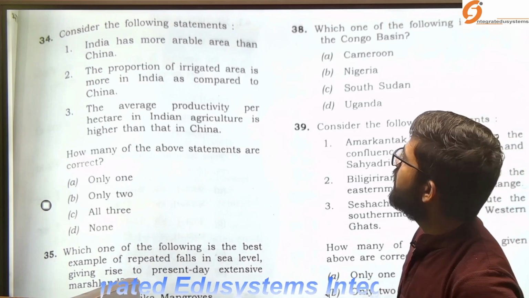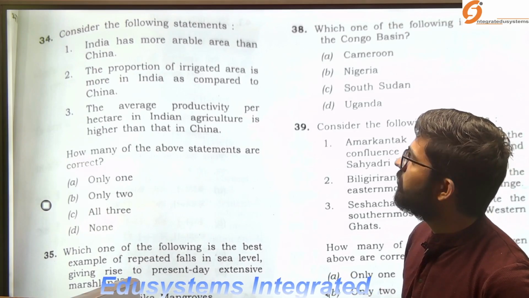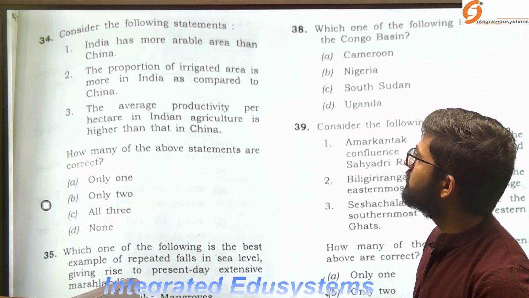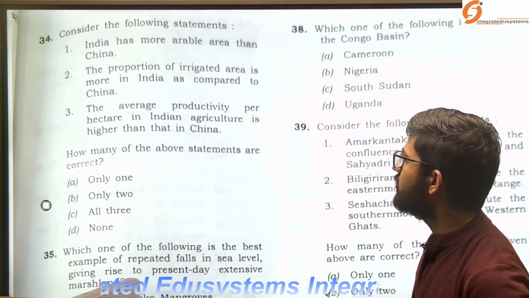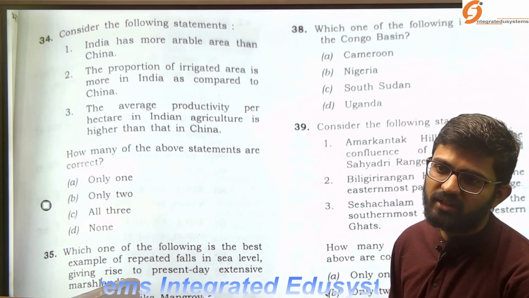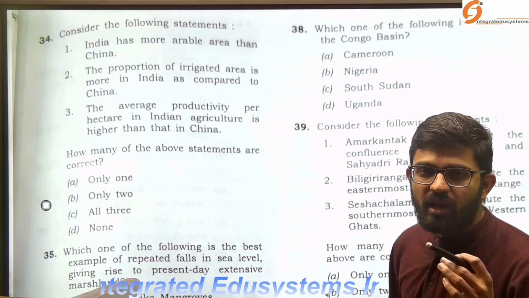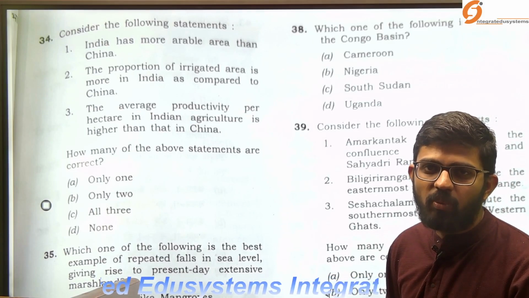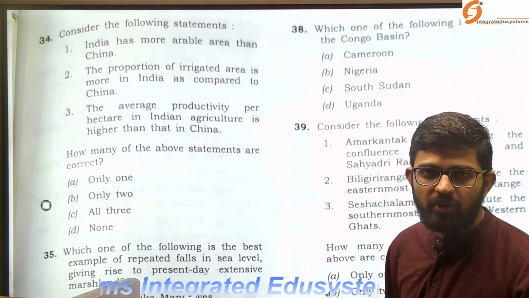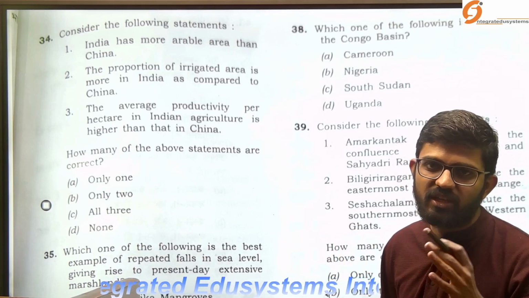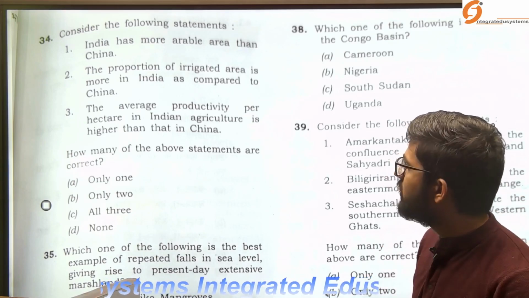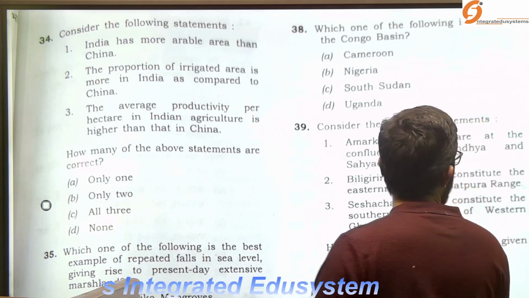Consider the following statements. India has more arable area than China, right. The proportion of irrigated area is more in India as compared to China, wrong. The average productivity per hectare in Indian agriculture is higher than that in China, wrong. Average productivity depends upon the population dependent on agriculture. We know our population is majorly dependent on agriculture, and that is one of the reasons behind the low productivity we have. So definitely your answer is only and only one.